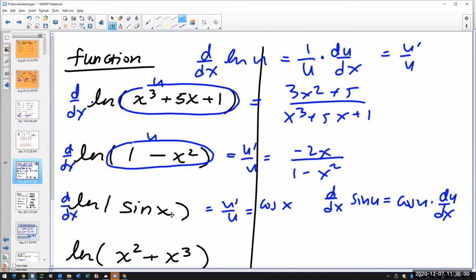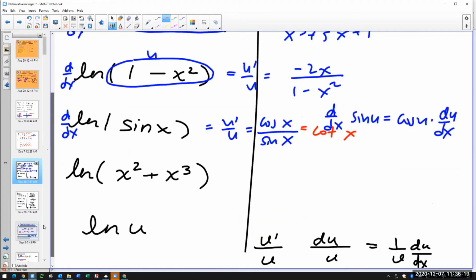Is everybody good with that? Divided by this u, which is sine x. Is everybody good with that? So cosine x over sine x. What's another word for cosine x over sine x? Close, not tangent, but cotangent. So this is actually equal to cotangent x if you wanted to simplify it more.